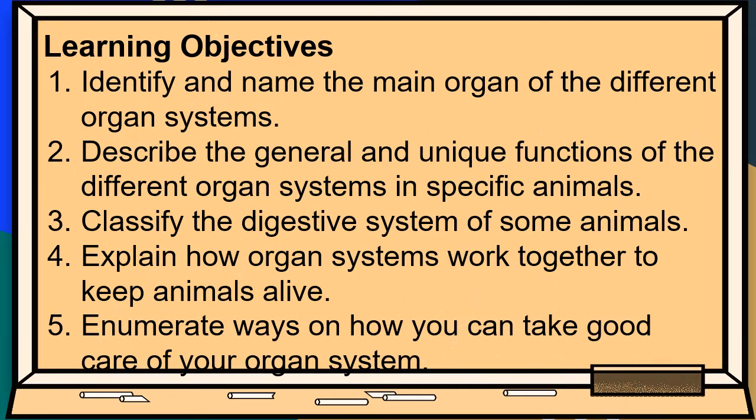For the learning objectives for this day, we have: 1. Identify and name the main organ of the different organ systems. Second, describe the general and unique functions of the different organ systems in specific animals. Third, classify the digestive system of some animals. Fourth, explain how organ systems work together to keep animals alive. Fifth, enumerate ways on how you can take good care of your organ system.